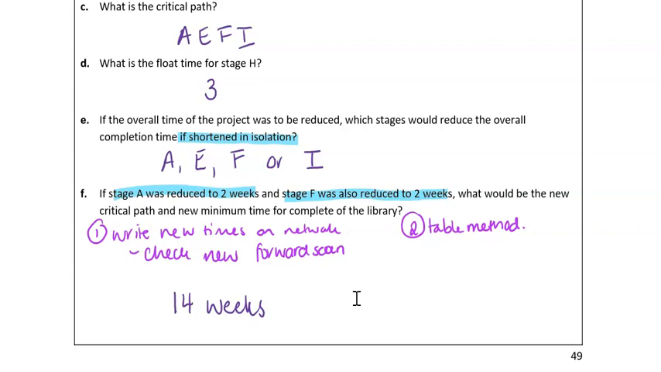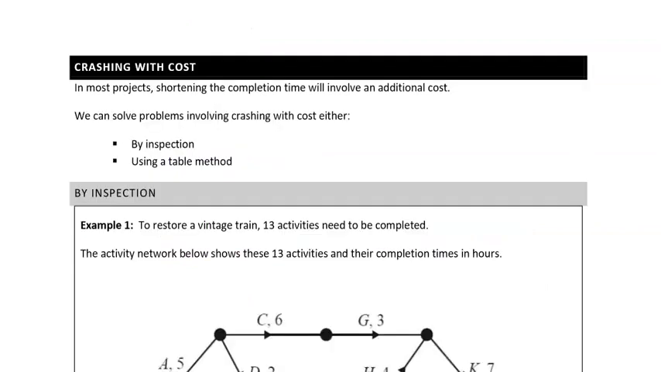So the next layer, the next style of question you might then be asked is, well, what if you didn't want to just waste money and resources and you actually wanted to ensure that you were only reducing what you needed to reduce? And that tends to be where we come in with this crashing with cost idea. And in this case, I think it is actually easier to utilize the table method, even though it might take you a little bit longer.